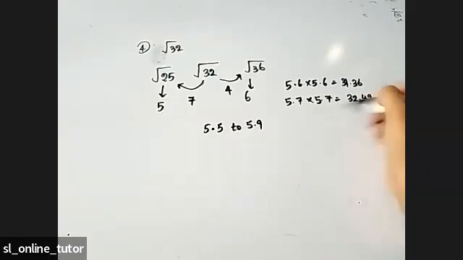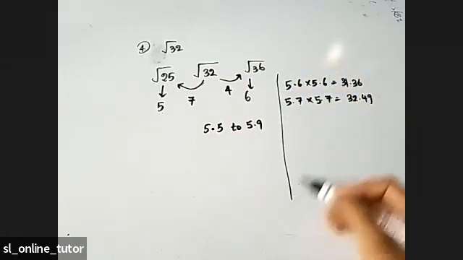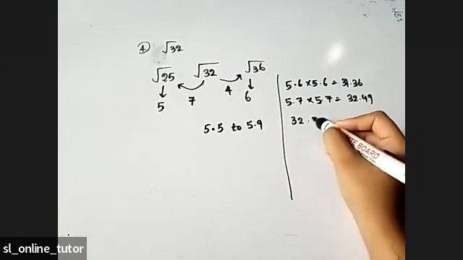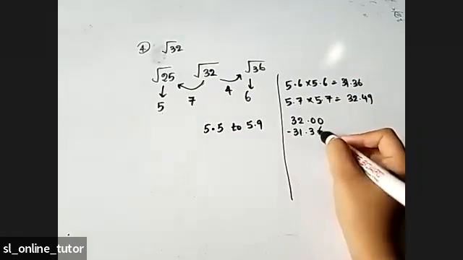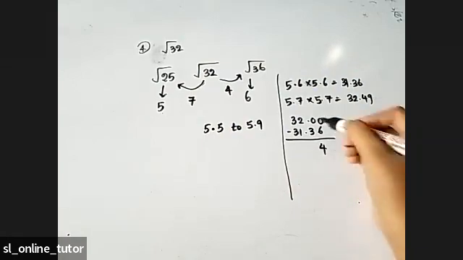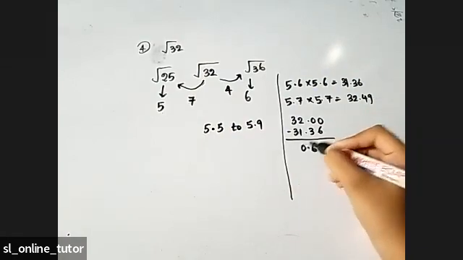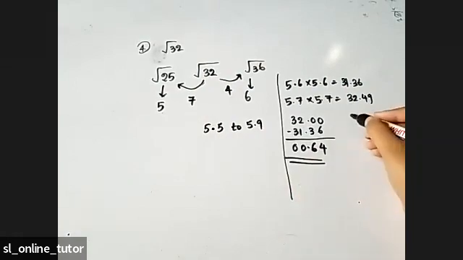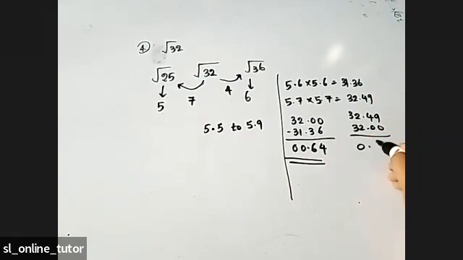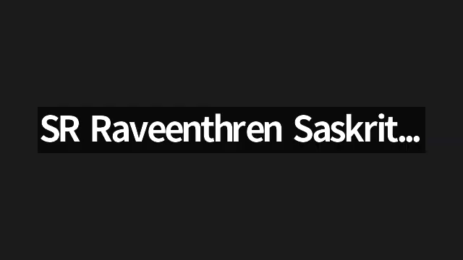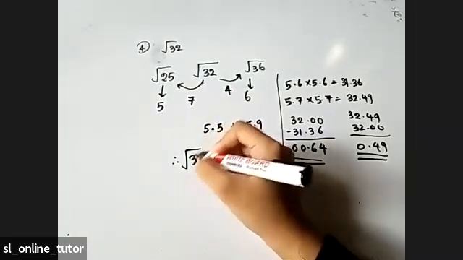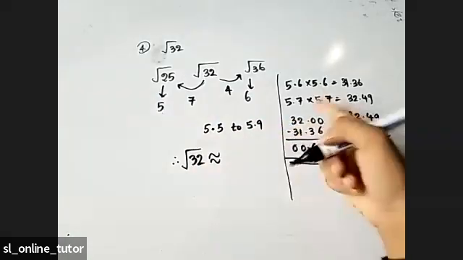32.49. Now we need 32, children. Okay, listen carefully to what answer to choose. Now I'm checking. Right, this is my checking. 32 minus 31.36. If I subtract this, I'm getting 4 here, 6 here, 0 and 0. This is the difference. If I subtract 32.49 and 32, the difference is 0.49. Now, what is the best answer? 5.7. This is the lesser one. So therefore, square root of 32 is approximately closer to 5.7.